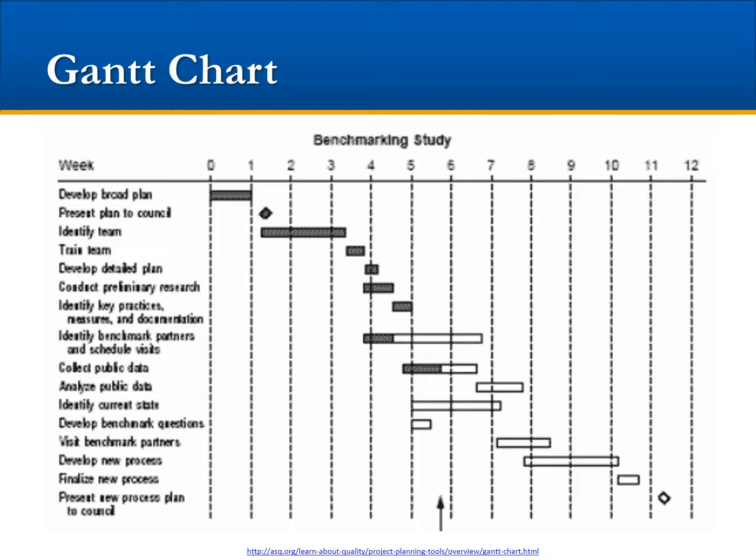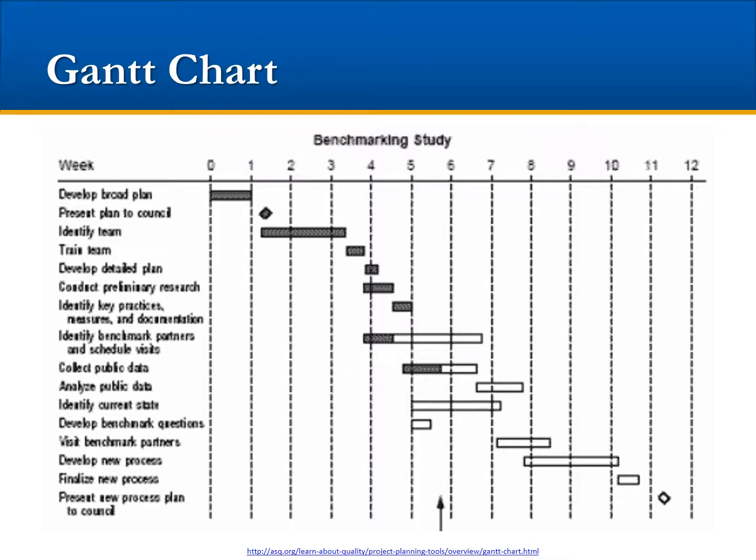How many tasks are complete? The team has finished 6 tasks. This is evident by the completely shaded bars, which represent completion. Roughly, what is the percentage of completion for the task identifying benchmark partners and scheduling visits? The team estimates it is 1/4 finished with identifying benchmark partners and scheduling visits. Because 1/4 of the bar is shaded, this identifies the completion. Team members have not yet begun to identify the current state.